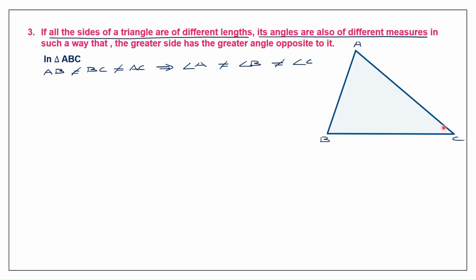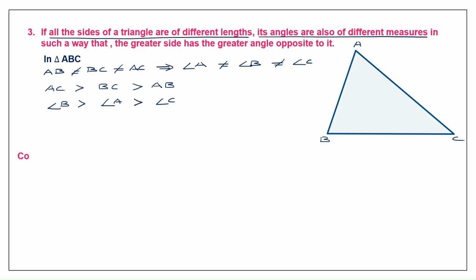That means AC is the greater side. The greater angle is angle B. So here we can say side AC is greater than side BC which is greater than side AB. So we're talking about sides here. Now let's talk about angles. What is opposite side AC? The angle opposite side AC is angle B. So we can say angle B is greater than angle. Now what is opposite BC? A. So angle A, which is greater than angle C.